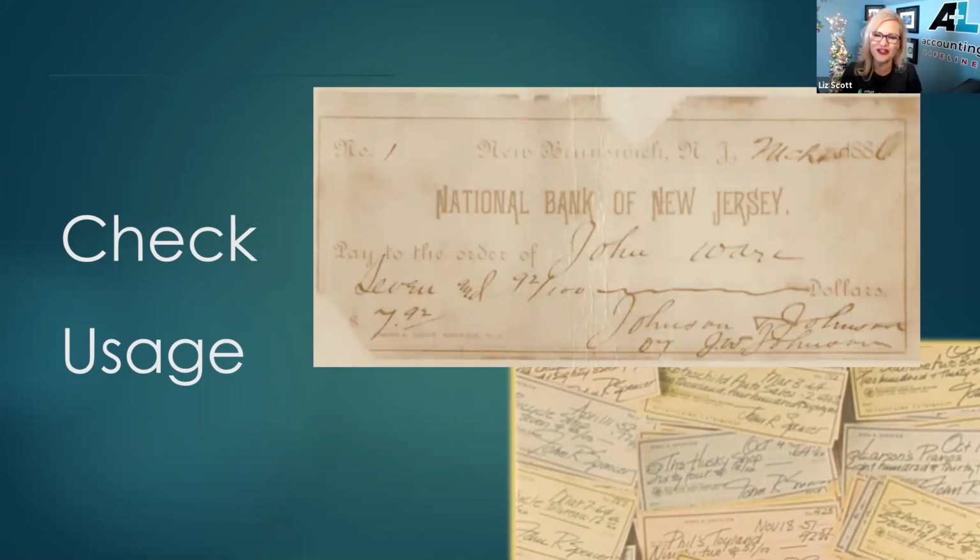So if we look at this check here, this check image is courtesy of Johnson & Johnson, and it is the first check that Johnson & Johnson ever wrote in 1886, and they were buying supplies. And so they needed to be able to pay for freight of the supplies that were being delivered. And this just symbolizes our businesses are paying for goods all over the place, all of the time.